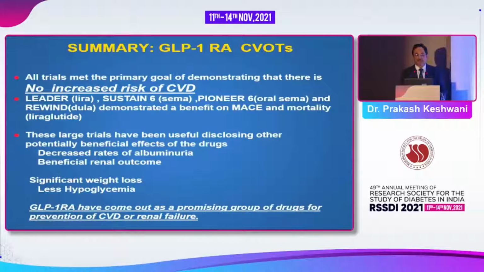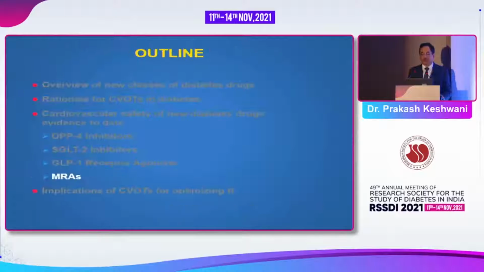To summarize the various trials, CVOTs with the GLP-1 receptor agonists suggest that there was no increase in cardiovascular disease. They were safe, and at the same time, they showed a positive effect on the cardiac as well as the renal outcomes. GLP-1 receptor analogs have come out as a promising group of drugs for prevention of cardiovascular disease or renal failure.